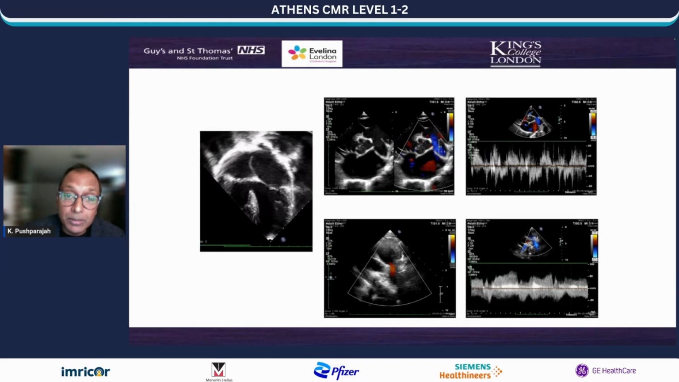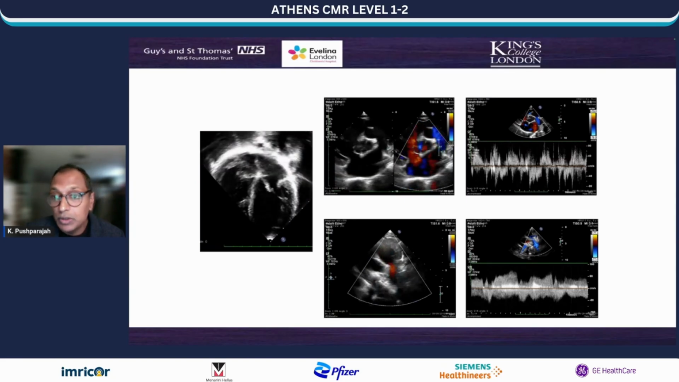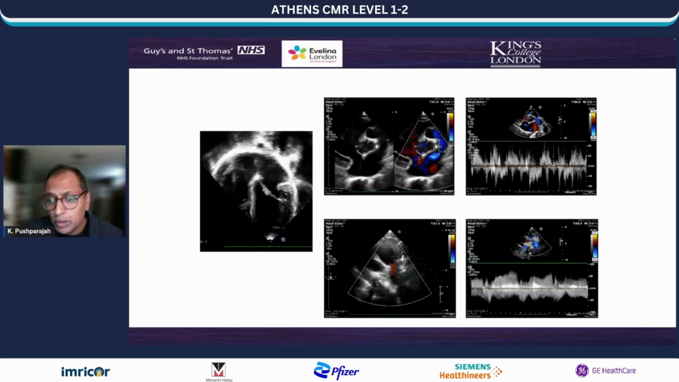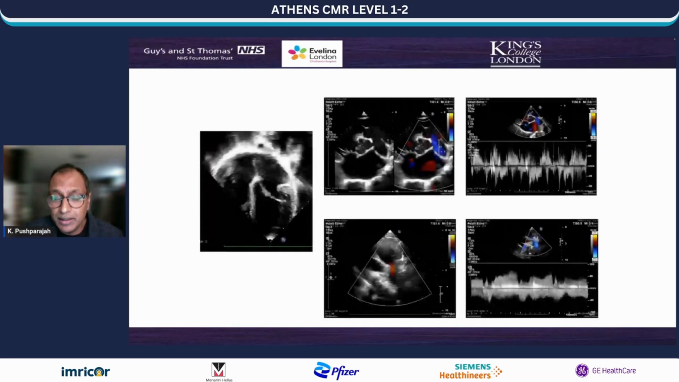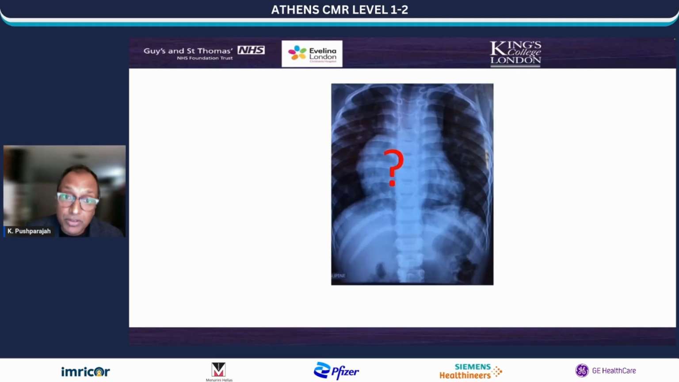The left heart's a little bit dilated. There's a left to right shunt on echocardiography. And if you look at the flow across the pulmonary artery, you can see that the isovolumic acceleration time is just a little bit high. So in that case, you could think, well, it looks like a high pulmonary blood flow situation. And if you really want to work out the resistance, it's the change in pressure over flow. And we know that pressure is proportional to flow, so if you have a high flow situation, you have a high pressure situation.